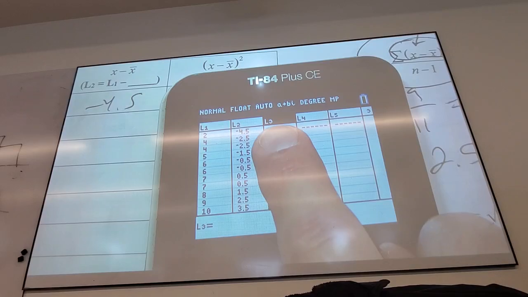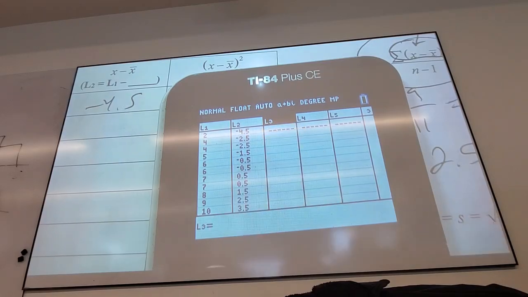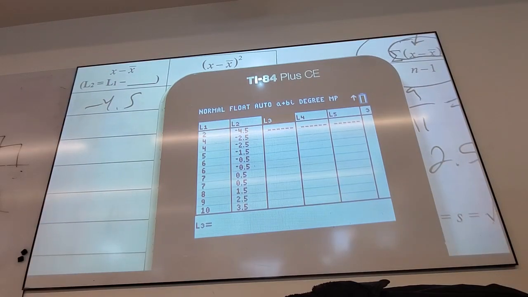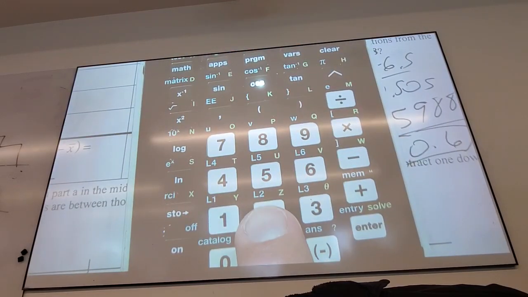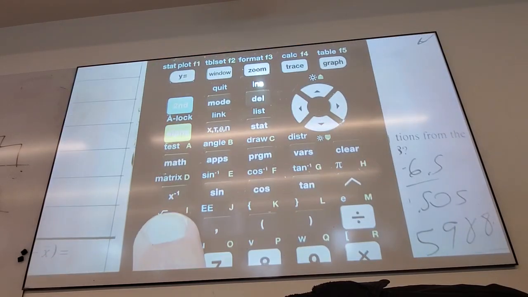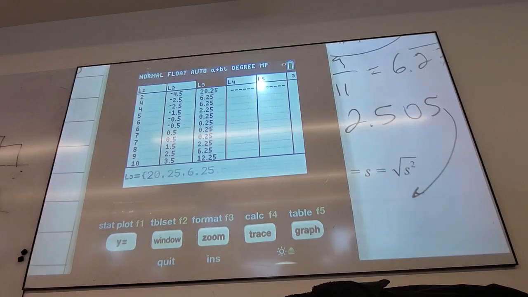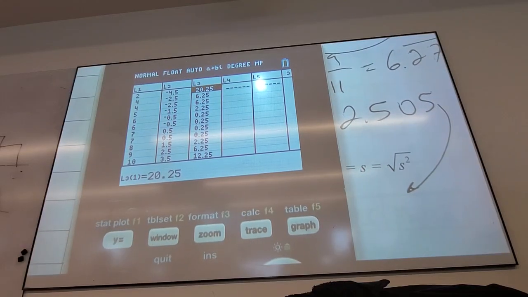See how I have L3 highlighted? So I'm going to define L3. I want L3 to be all the stuff in list 2. List 2 is above, yes? I want list 2, and I want to square those things. On a test or a quiz, I need you to copy those down. I'm going to give you the table, you just have to fill it in, yes?